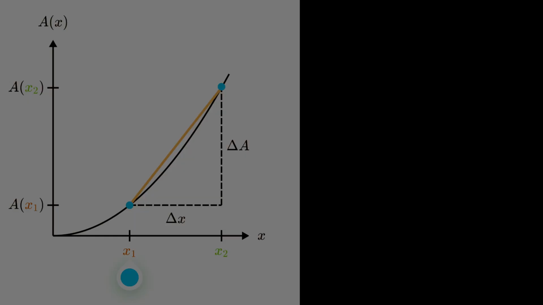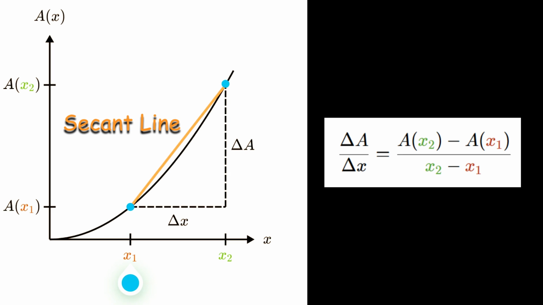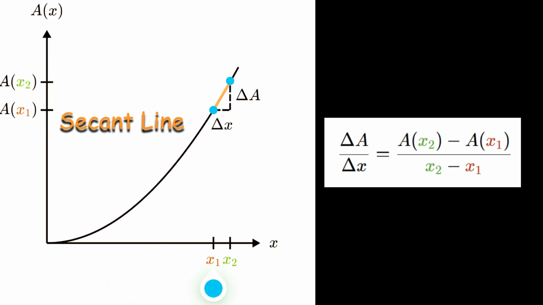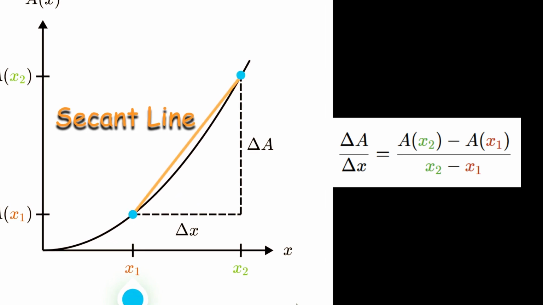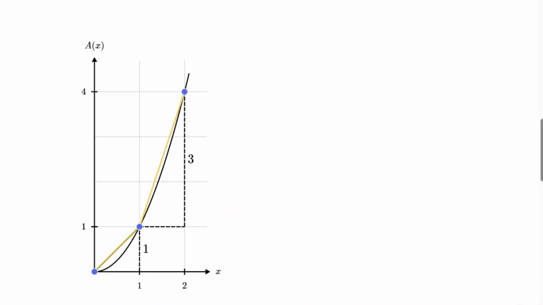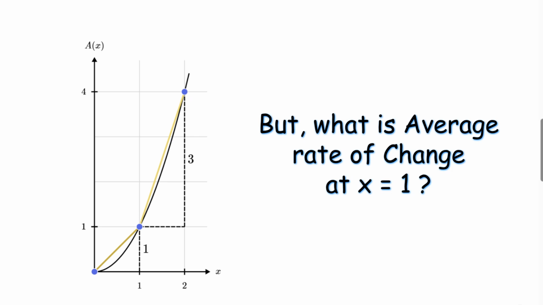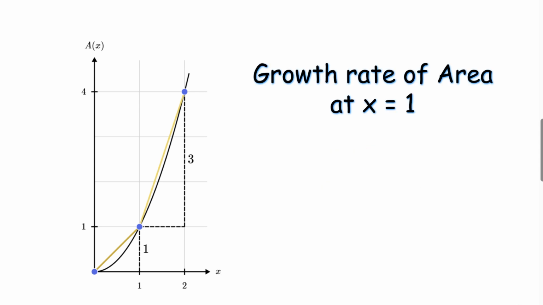The slope of each line, delta A over delta x, represents the average rate of change of the area between each value. The line connecting two points on a curve is called a secant line. The slope of the secant line is equal to the average rate of change of the area between the 2 points. We found the average rate of change between side lengths 0 and 1, and again between side lengths 1 and 2. But how fast is the area of the square growing in the instant when its side length is equal to 1? From the graph, we can see that the growth rate of the area at x equals 1 must lie between 1 square meter per second and 3 square meters per second.